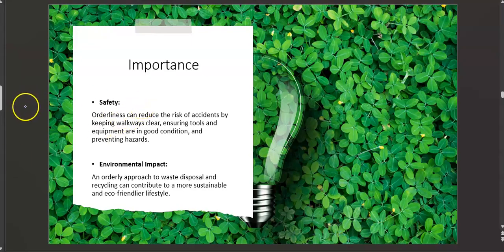Another importance is safety. Now, orderliness can reduce the risk of accidents, by keeping our walkways clear, ensuring tools and equipment are in good condition, and preventing hazards. Now, when you're an orderly person, when you see like a knife has fallen down in the kitchen, what do you do? You pick it up and put it where it's supposed to be. This will enable people avoid accidents, because you're an orderly person, okay?